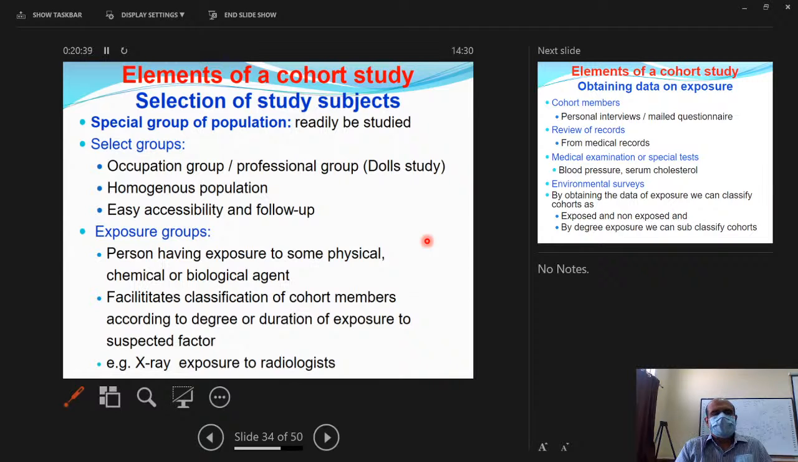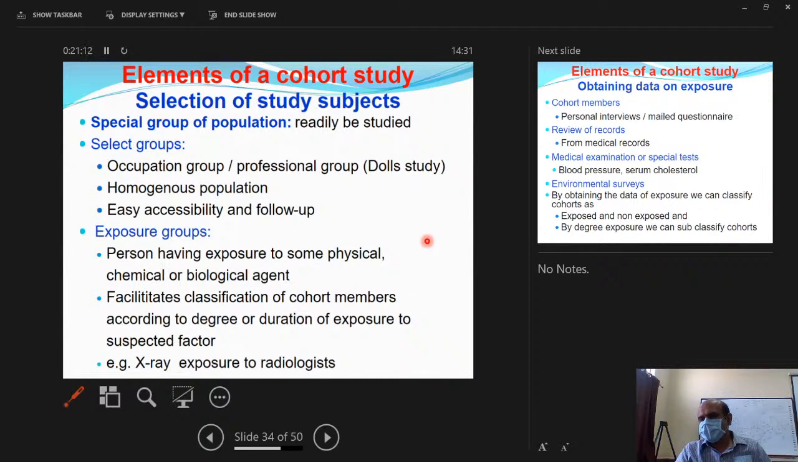Now, special groups of population can readily be studied. When selecting, the examples are occupation groups, professional groups, like doctors, nurses, truck drivers, policemen. So these are already subgroups in the entire population, which are readily available and can be explored immediately and easily.